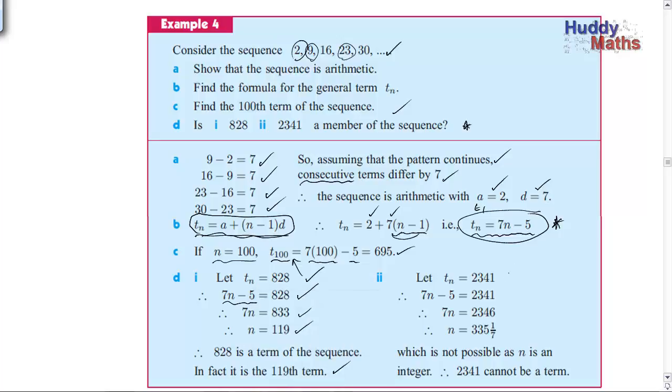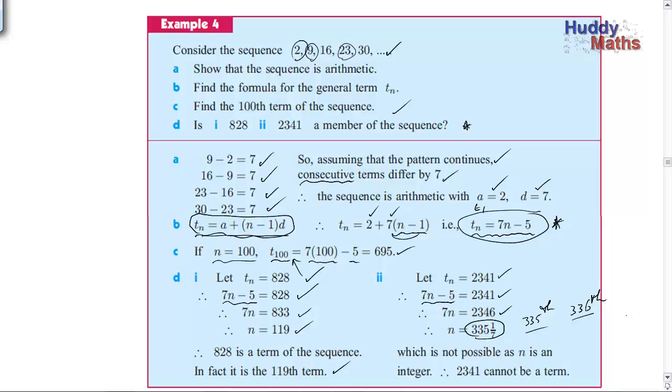Let's check if this could be 2,341. That means our general expression would have to equal 2,341. Add 5 to both sides, that's 2,346. Divide by 7. To get that value with this formula, you have to go to a value of n which is 335 and 1/7. That's not an exact term. That's somewhere between the 335th and the 336th term. So it doesn't fit, because you can't have a fraction for a term.